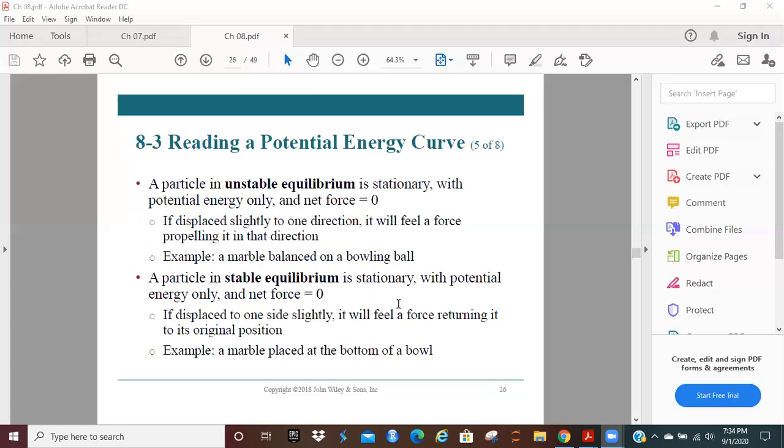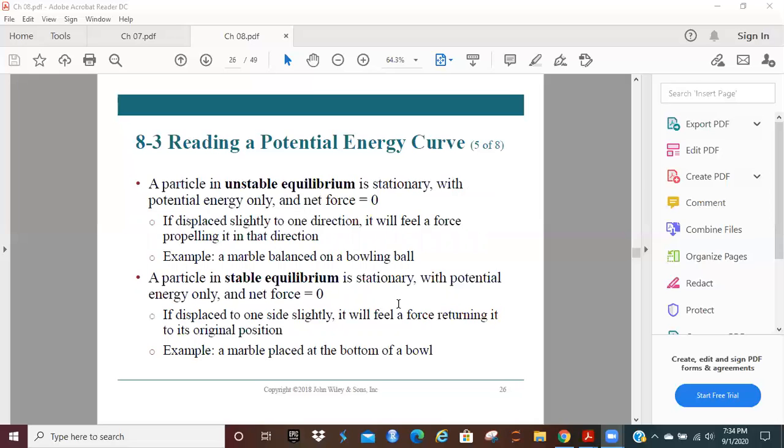A particle in unstable equilibrium is going to be stationary with potential energy only and a net force equal to 0. If it's displaced slightly in one direction, it's going to feel a force propelling it in that direction. So let's say a marble balanced on a bowling ball, which I've never tried.